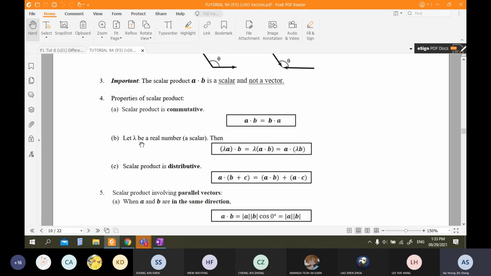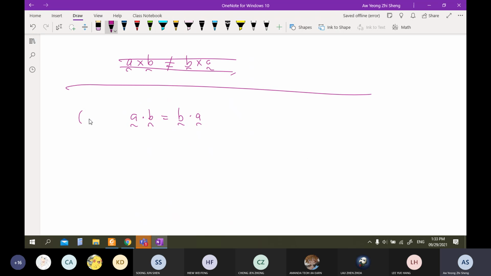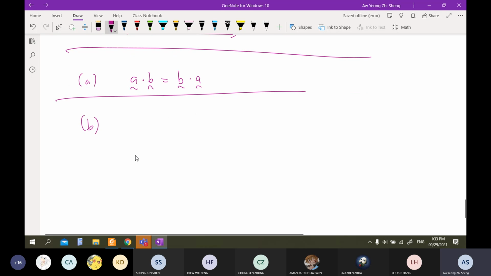Part B says, let lambda be a real number or a scalar. Then lambda A dot B is the same as lambda times A dot B, which is the same as A dot lambda B. So what it means here is property A followed by property B. If I give you a numerical example, if I have 3A dot with B, it's the same as 3 times A dot B. It's also the same as A dot with the vector 3B.